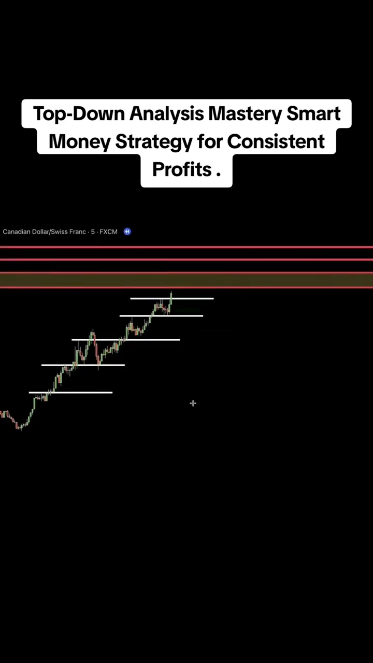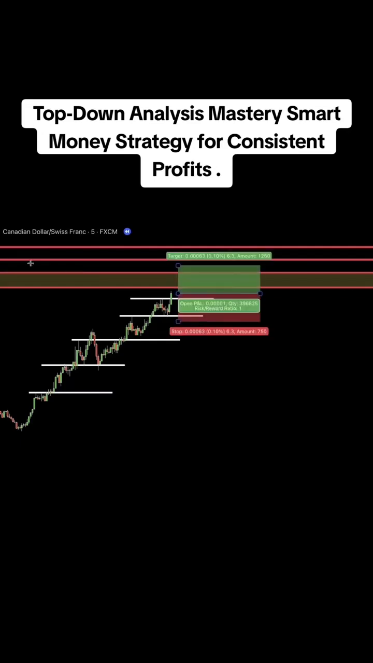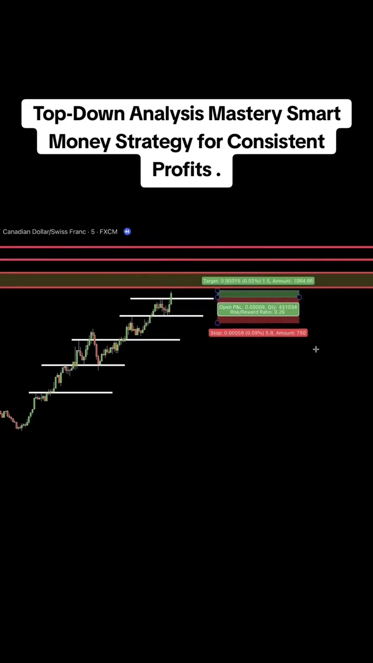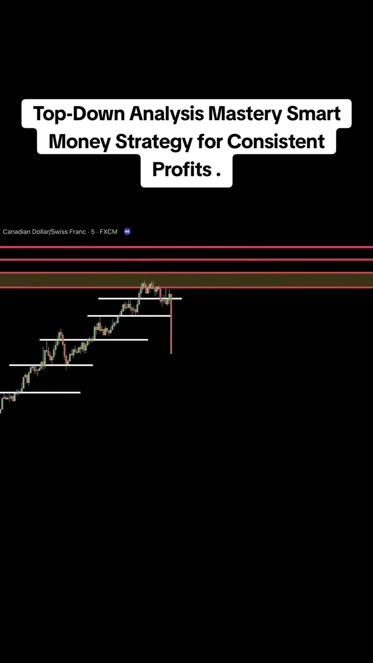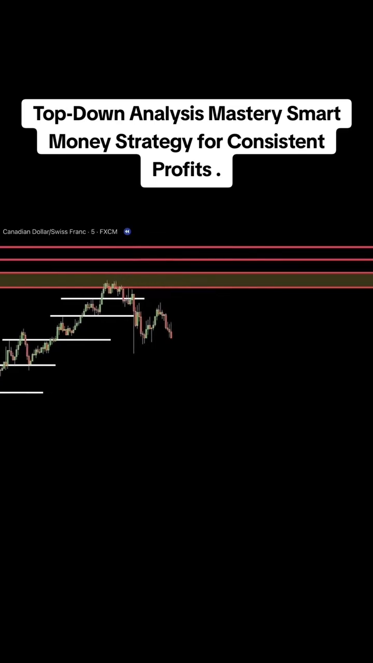With that hourly resistance and supply zone in mind, it becomes clear that entering a buy trade here might be risky. Our target would logically be the supply zone, but that would mean a low reward to risk ratio since the target is close by. This setup doesn't align with our goal of high reward to risk trades, so it's best to avoid this one. And look what happens when price reaches that supply zone. The market reverses just as expected.